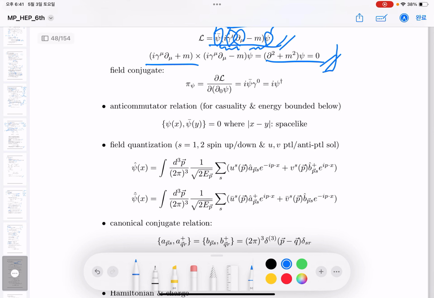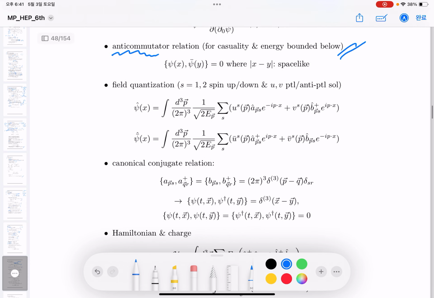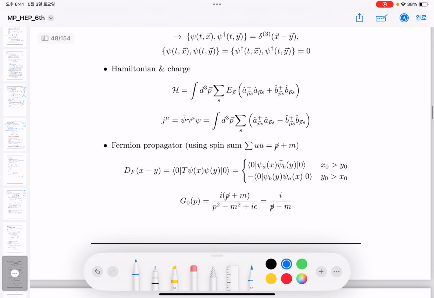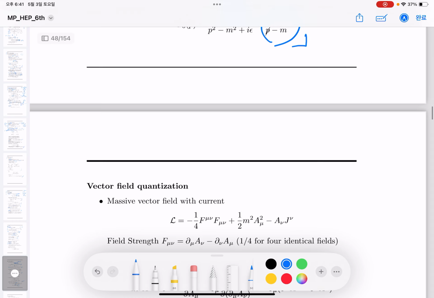And one thing different is that the spinor, with half integer spin, satisfies the anti-commutation relation, and then the energy is bounded below. And here are the field quantization, the canonical conjugate relation, the Hamiltonian, and the charge by the ladder operators. And one thing also different is the Feynman propagator. There will be p slash, which is p mu gamma mu, arising from the spin sum. These factors are the propagator for the spin 1/2 field, given by i over p slash minus m.